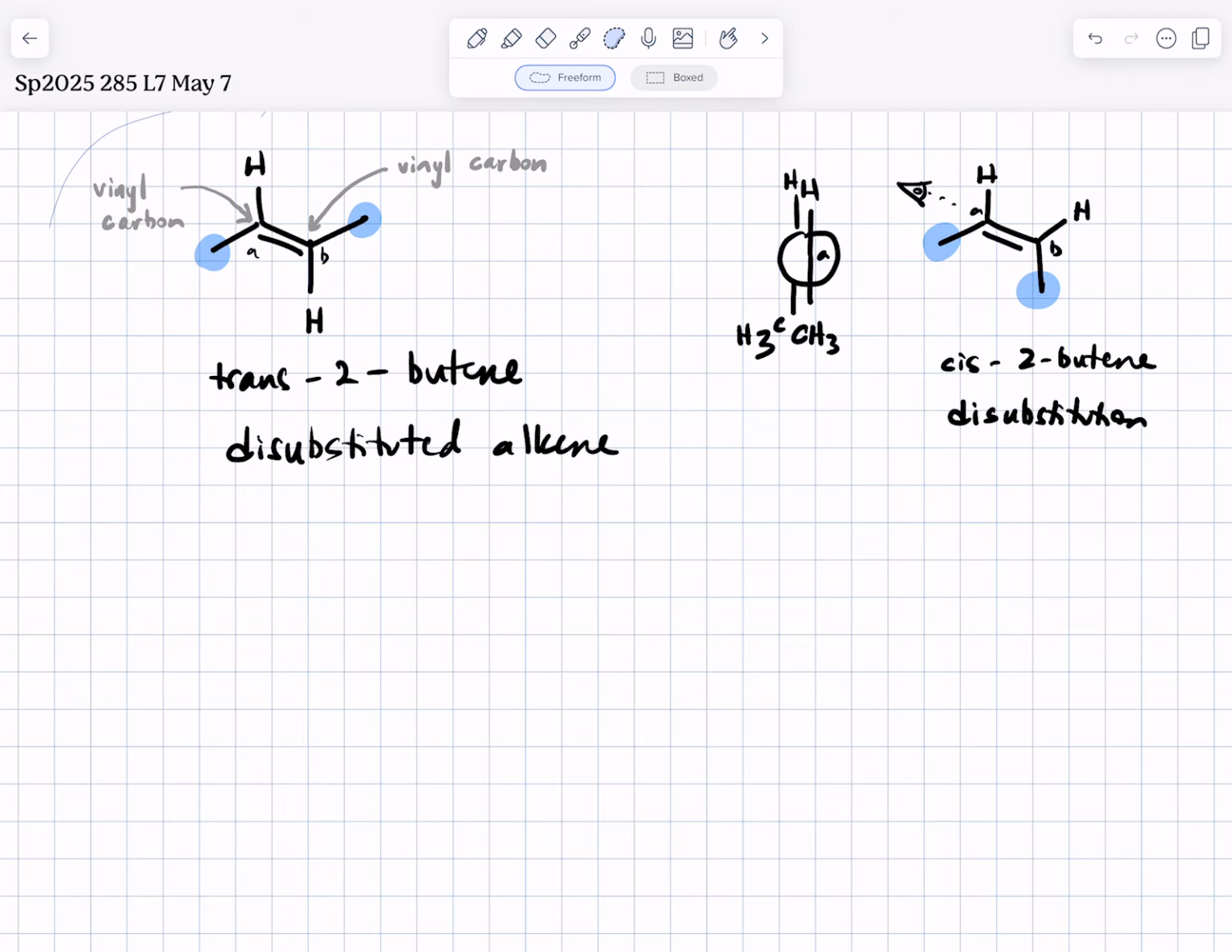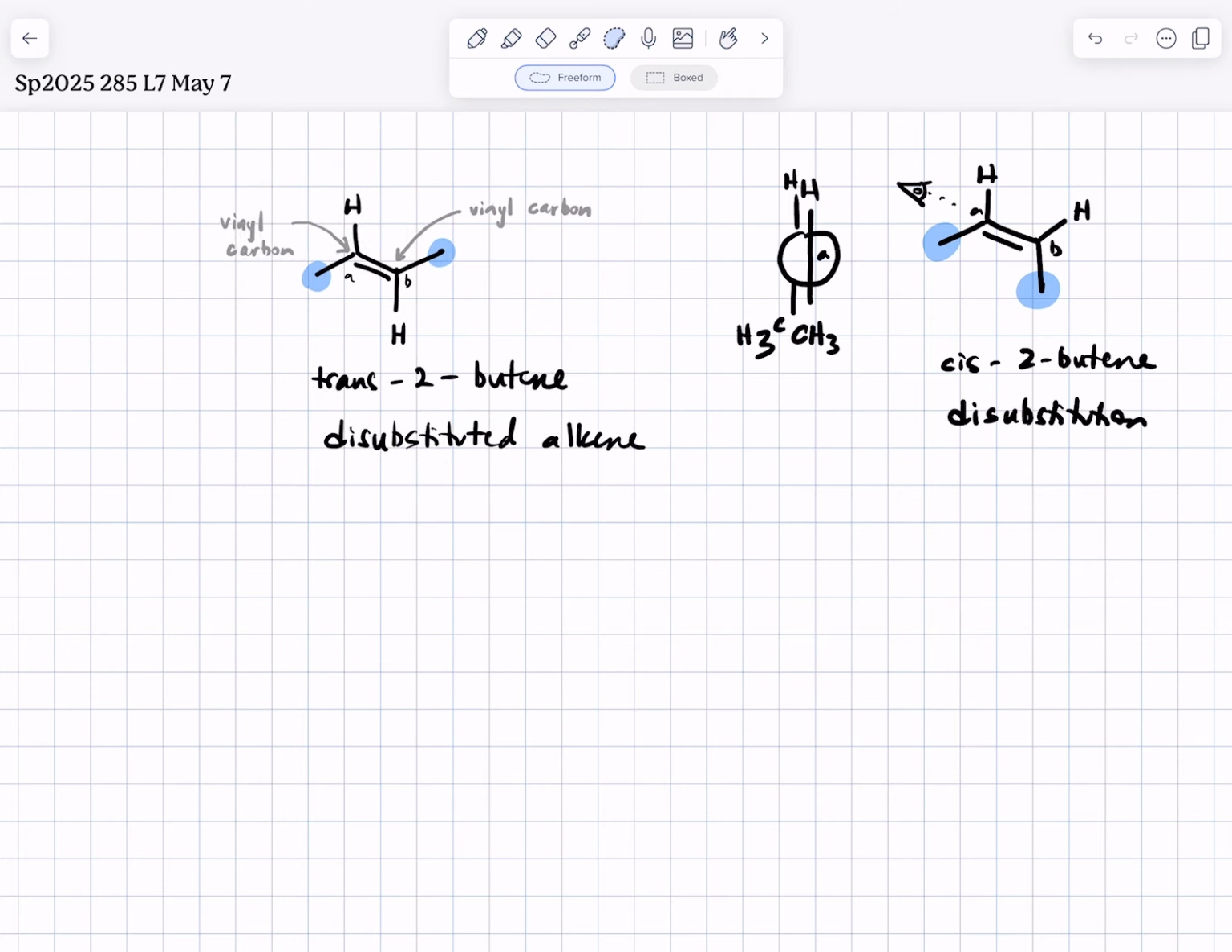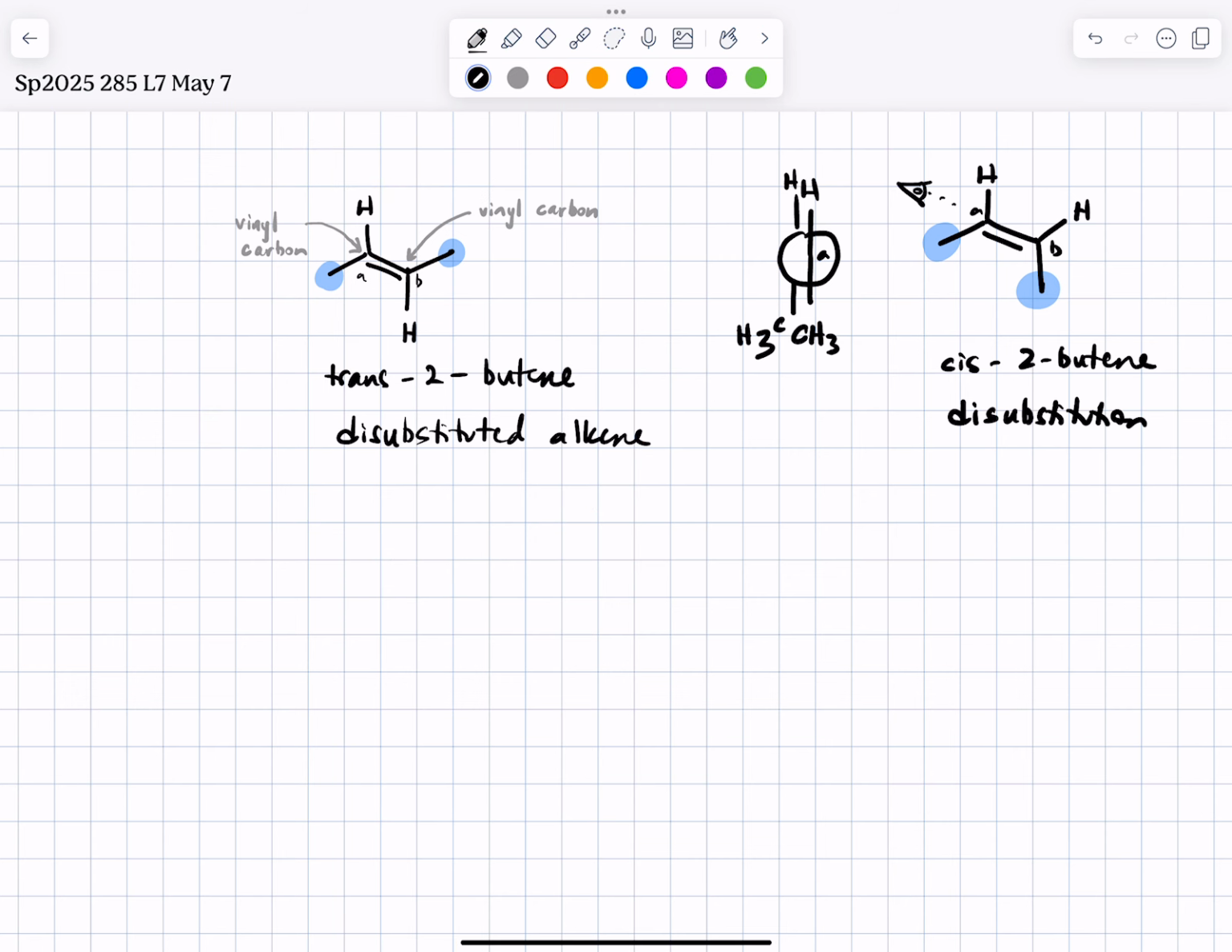Just for fun, let's draw the same thing for trans-2-butene so you can compare and contrast. Again, looking down the bond between A and B. For vinyl carbon A in the front, you'd see the methyl group pointing down, the hydrogen pointing up. For carbon B in the back, you can't quite see it, but you'd see the methyl group pointing upward and the hydrogen pointing downward. Any questions about how I got those Newman projections?